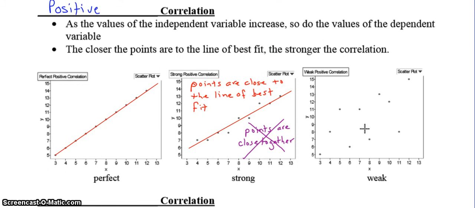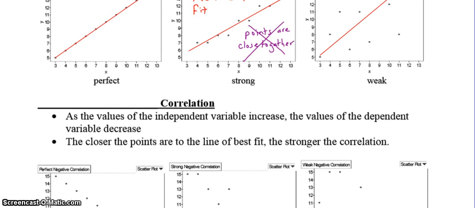A weak correlation is when the points still seem to be making a positive trend, but the points are further away from the line of best fit. So that is a positive correlation.